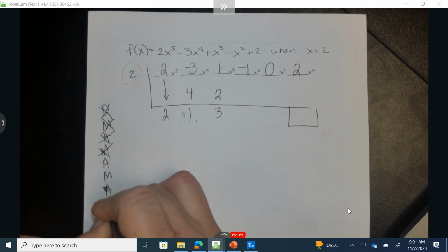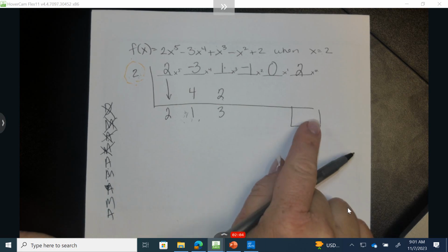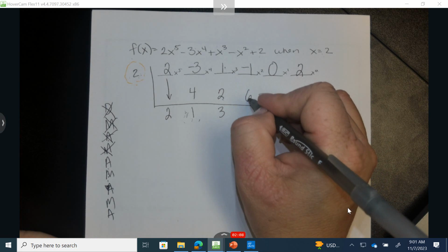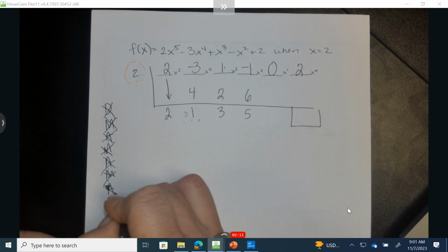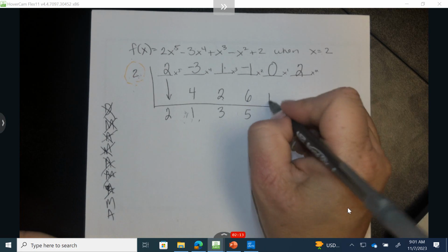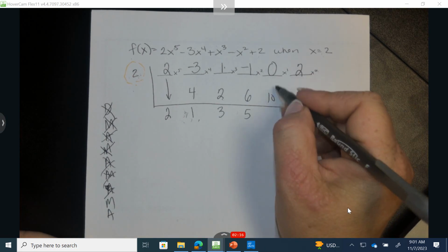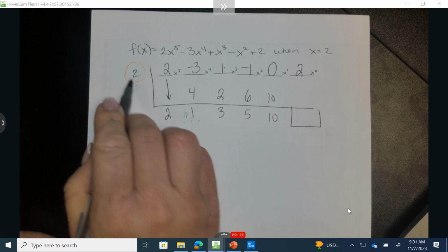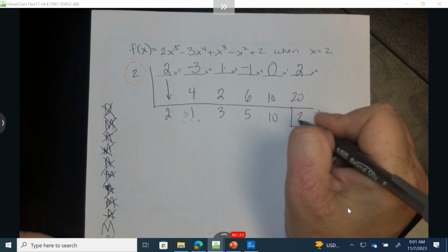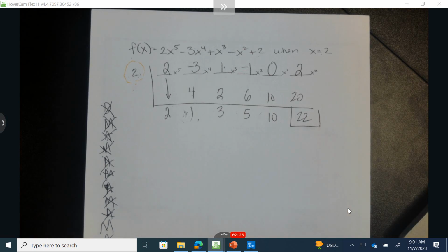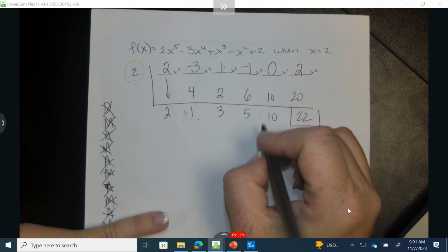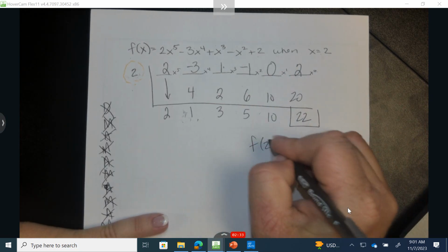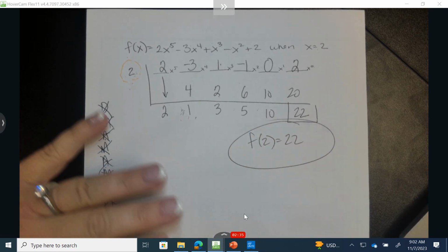And you're like, well, I ran out of MAs. They just continue to go until you get an answer. So I'm going to multiply to get 6. I'm going to add straight down to end up with 5. I'm going to multiply to get 10. I'm going to add straight down to get 10. I'm going to multiply to get 20, and I'm going to add straight down to get 22. Then I'm going to make a mathematical statement that says for function f, when I input in 2, I get an output of 22.